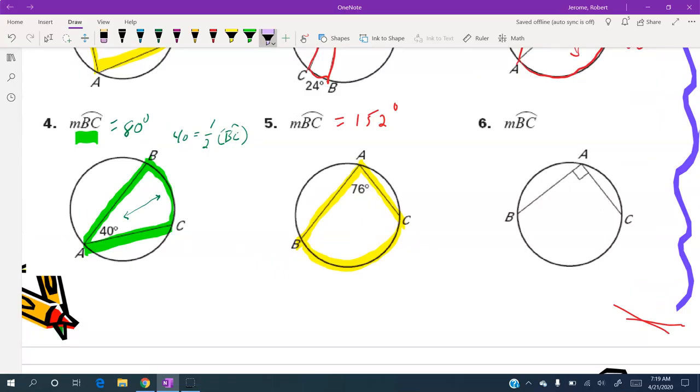Looking at our last one, we have our arc BC. We trace it back to find the angle, and we know that that angle measures 90. So our arc here is 180 degrees.